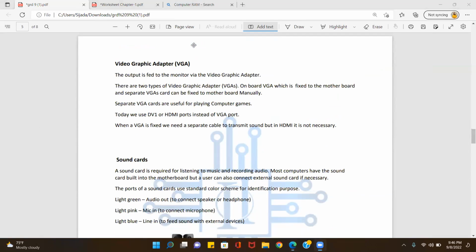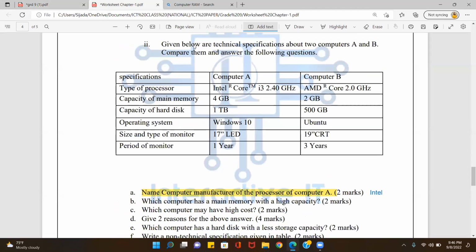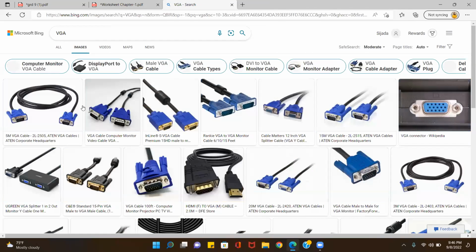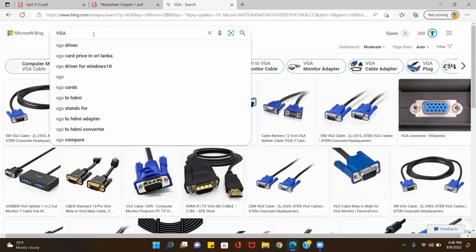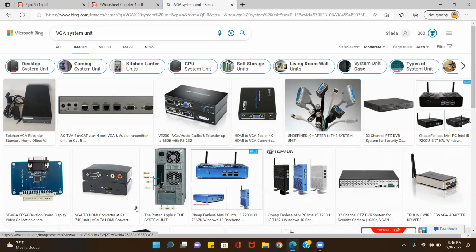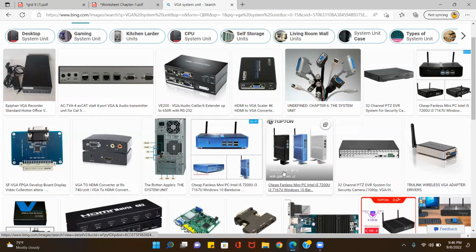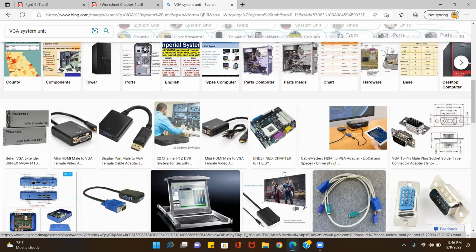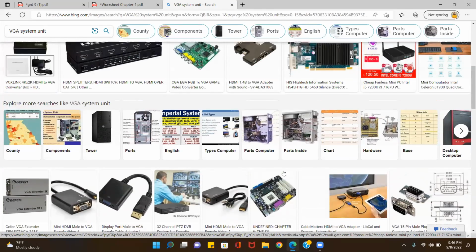Then the next one is VGA, Video Graphic Adapter. What is this VGA? Is that something funny? No, it's called a video graphic adapter, available in your system unit. Let me show it in the system unit. Yes, a video graphic adapter in a system unit. In most of our TVs we can't find it, but we can find it in our system units.